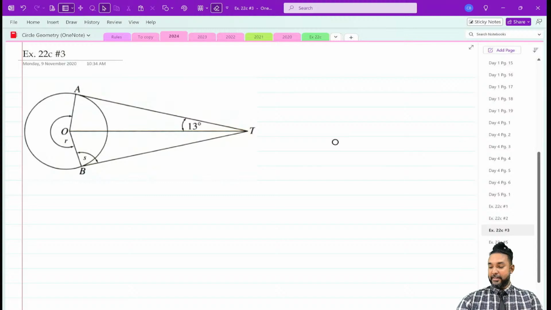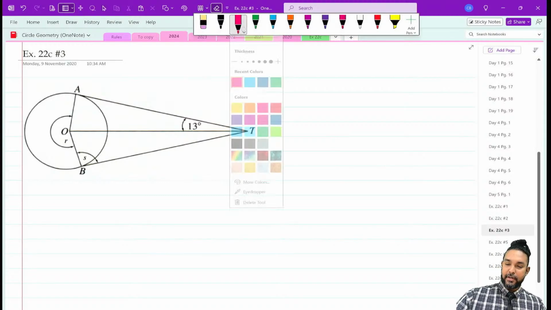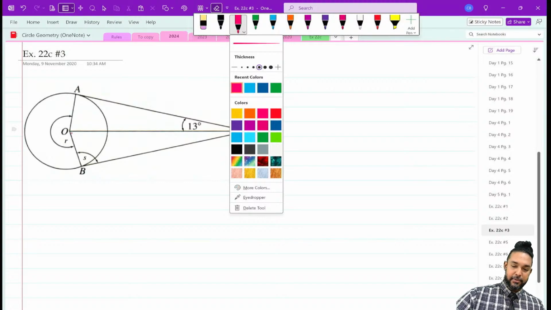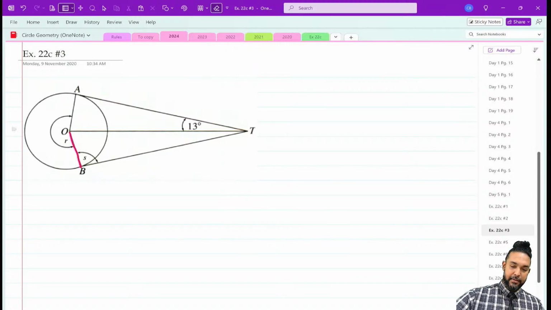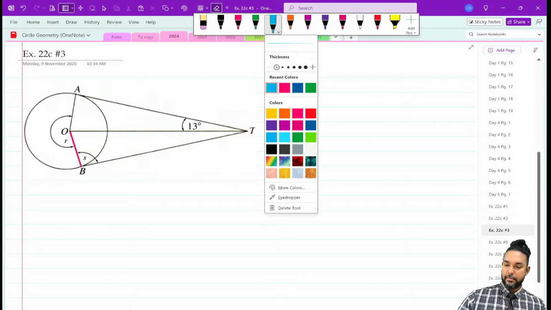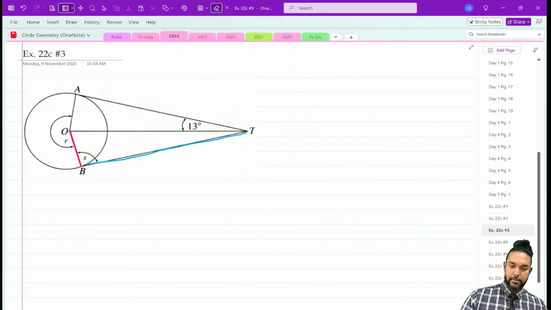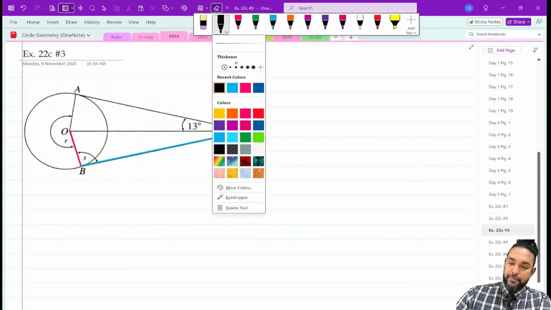Right. So let's get some colors going so we can refer to these lines a bit more easily. So let's put a line in pink. It was supposed to straighten automatically, but I guess it did not want to. So the pink line is what kind of line? That is a radius, and the blue line is a tangent. And what is the rule about the angle between a tangent and a radius? 90 degrees, right? So let's put that first and foremost.